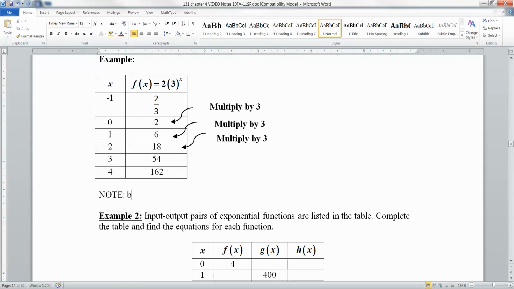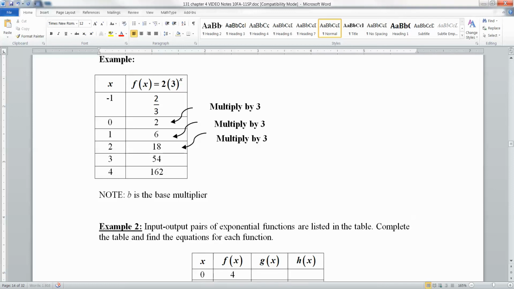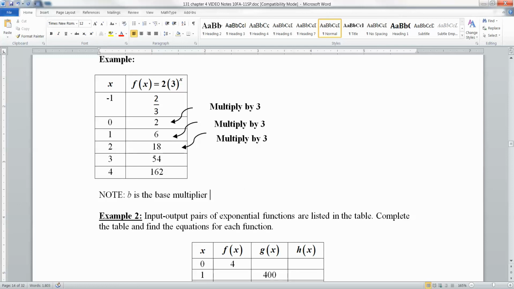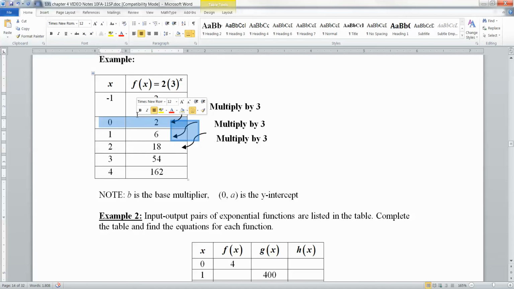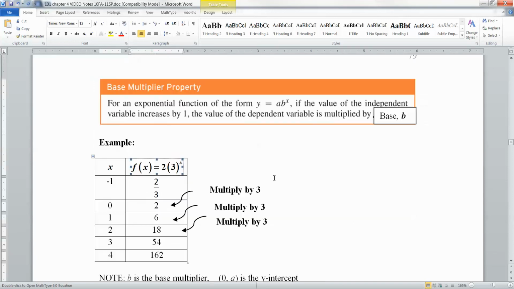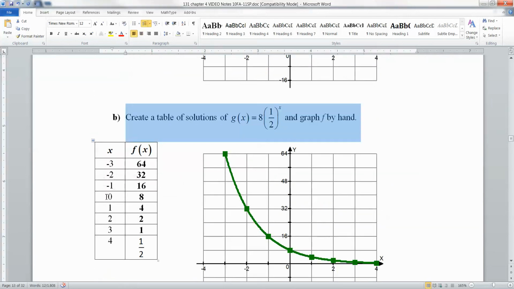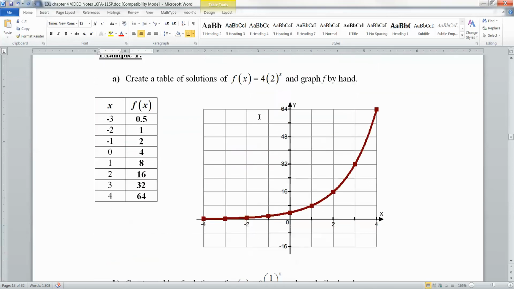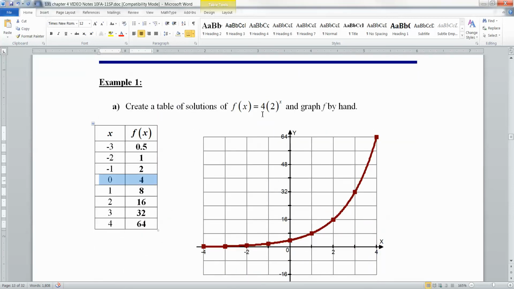So if b is the base multiplier, it's what you work down the table, and then a is the 0, comma a, y-intercept, right? Like this one was 0, 2 because a was 2. See it right there? Or back here on this one, 0, 8, because a was 8. Or on this one, 0, 4 because a is 4.